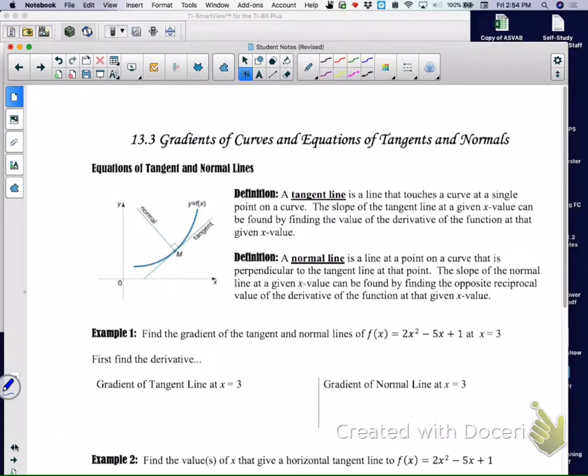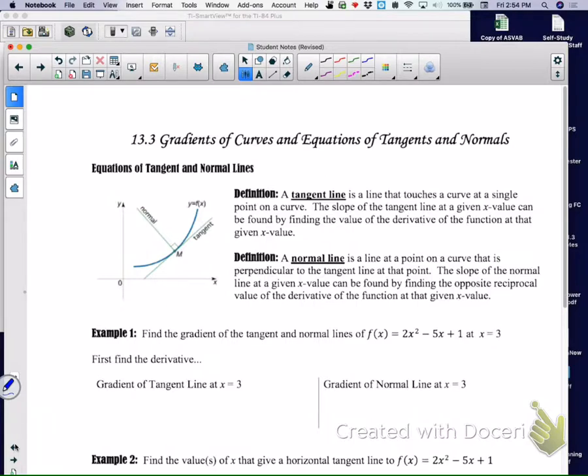A tangent line, we've already talked about, is a line that touches a curve at a single point on the curve. The slope of that tangent line at a given x value is found by finding the value of the derivative at that x value. Well, a normal line, and if you look at the picture there, is a line at a point on a curve that is perpendicular to the tangent at that point. So wherever it's tangent, it's perpendicular at that point.